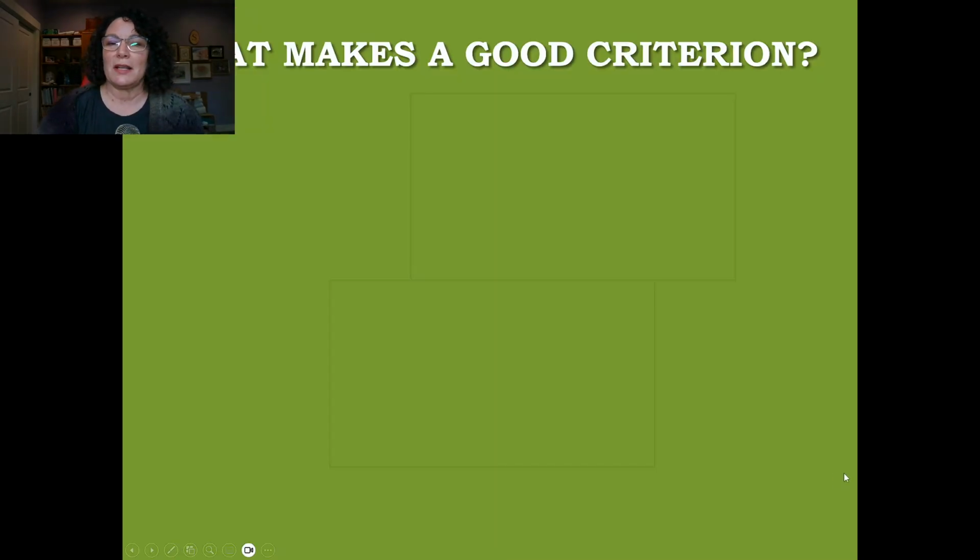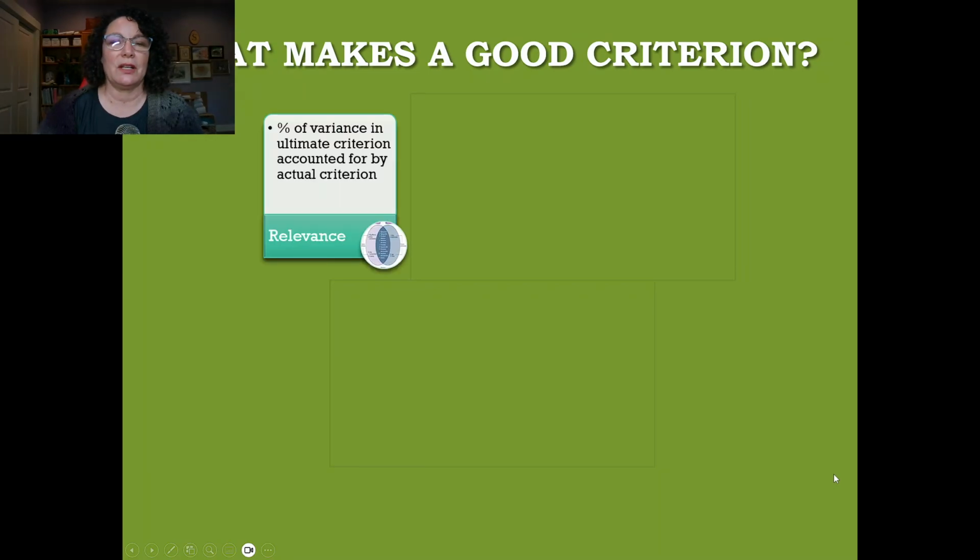So what makes a good criterion? Well, first off, the percent of variance in the ultimate criterion accounted for by the actual one. We call that relevance. So a good criterion is going to account for a larger percentage of the variance in the ultimate criterion.